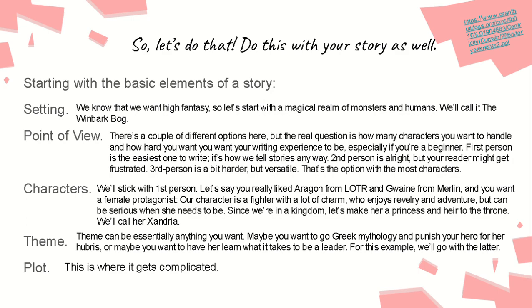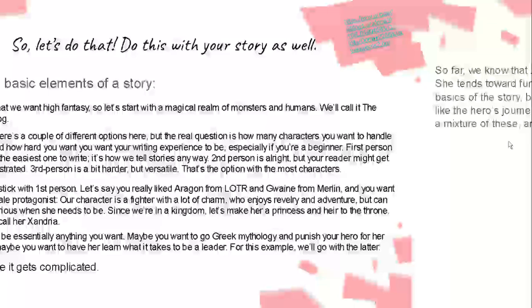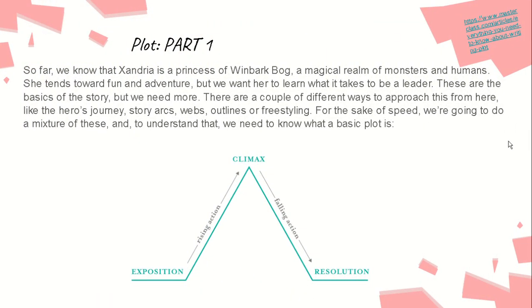Now, plot. This is where it gets a bit more complicated. Plot Part 1. So far we know that Zandria is a princess of Windbark Bog, a magical realm of monsters and humans. She tends towards fun and adventure, but we want her to learn what it takes to be a leader. These are the basics of the story, but we need more. There are a couple of different ways to approach this from here, like the hero's journey, story arcs, webs, outlines, or freestyling. For the sake of speed, we're going to do a mixture of these, and to understand that, we need to know what a basic plot is.